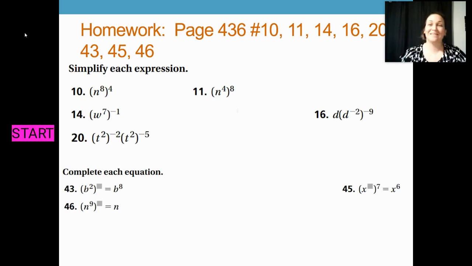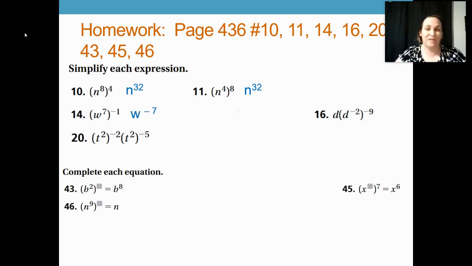All right, guys, let's see how you did. So on the first two problems, we actually did something very similar to this in our previous class session, where we said that the order that you multiply in doesn't matter. So numbers 10 and 11 are both going to have the same answer, which is n to the power of 32. For number 14, I got w to the power of -7.